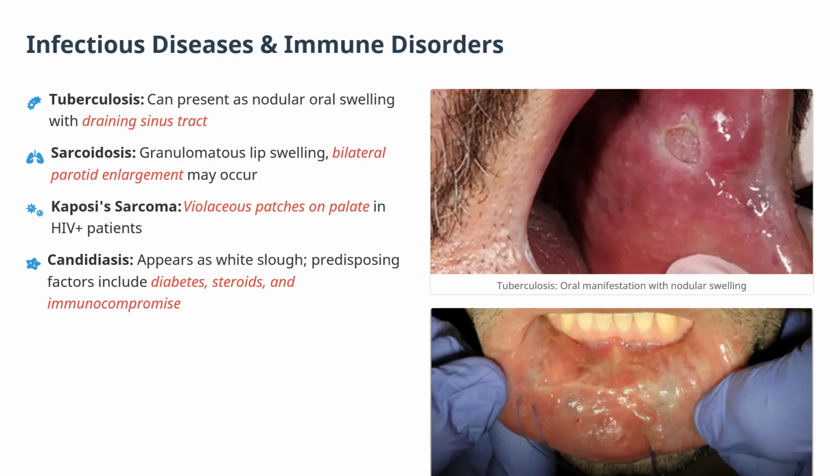Okay, we also discussed the infectious diseases and immune disorders. You have tuberculosis, sarcoidosis, Kaposi sarcoma, and candidiasis. Okay, you need to remember or revise the special characteristics, either in the diagnosis or the signs and symptoms. Okay, and you can use those notes as a guidance.